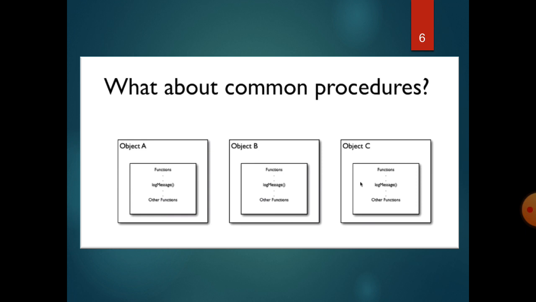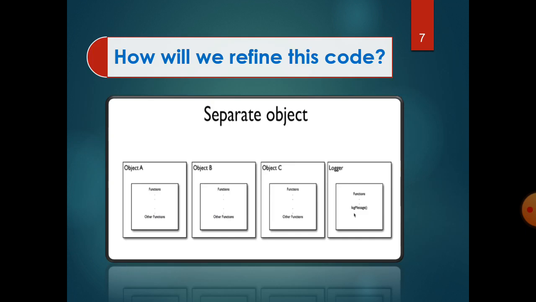How will we refine this code? You will see in this slide. Where we have common procedures across multiple objects, we refine the code by separating objects. As you see, we have a log function, so we take a separate object for it, named logger. In the logger, we separate the log message from the rest of the three objects: object A, object B, and object C.